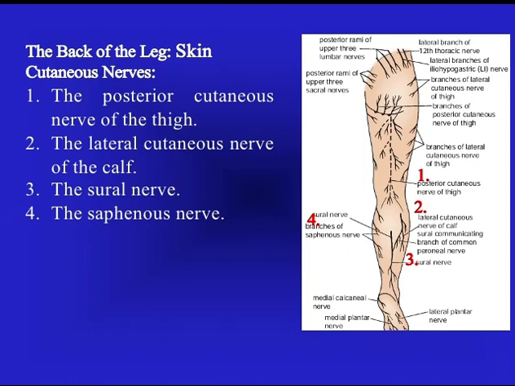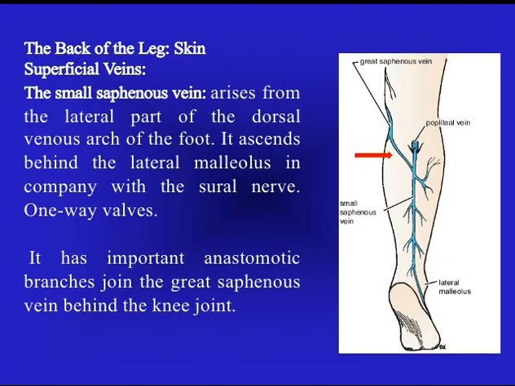Regarding the innervation of the back of the leg by four nerves: the posterior cutaneous nerve of the thigh, the lateral cutaneous nerve of the calf, the sural nerve, and the saphenous nerve. The back of the leg has numerous venous supply. Small saphenous vein arises from the lateral part of the dorsal venous arch of the foot. It ascends behind the lateral malleolus in company with the sural nerve.